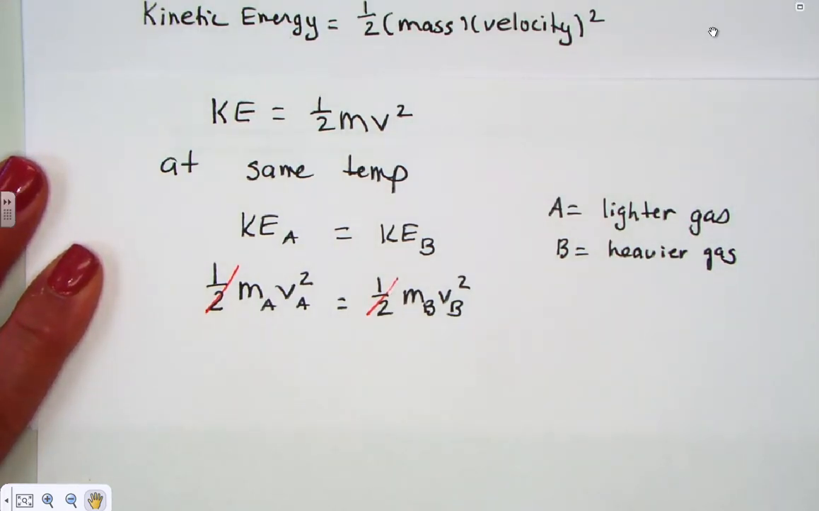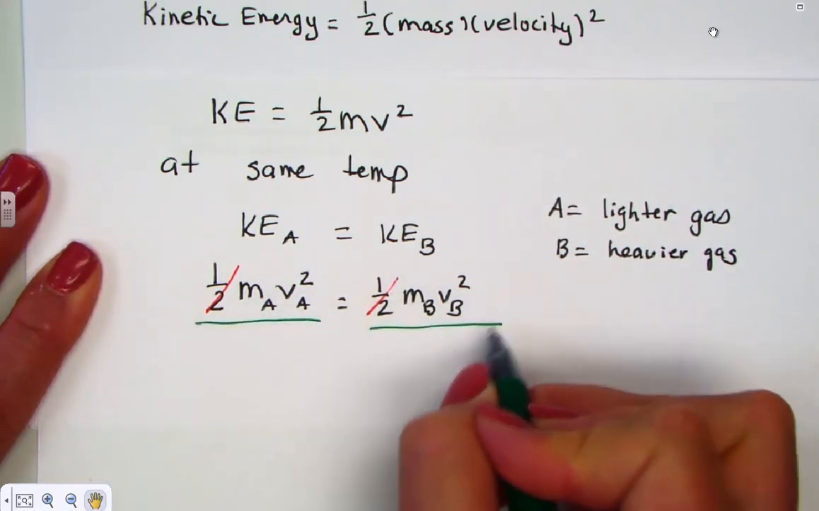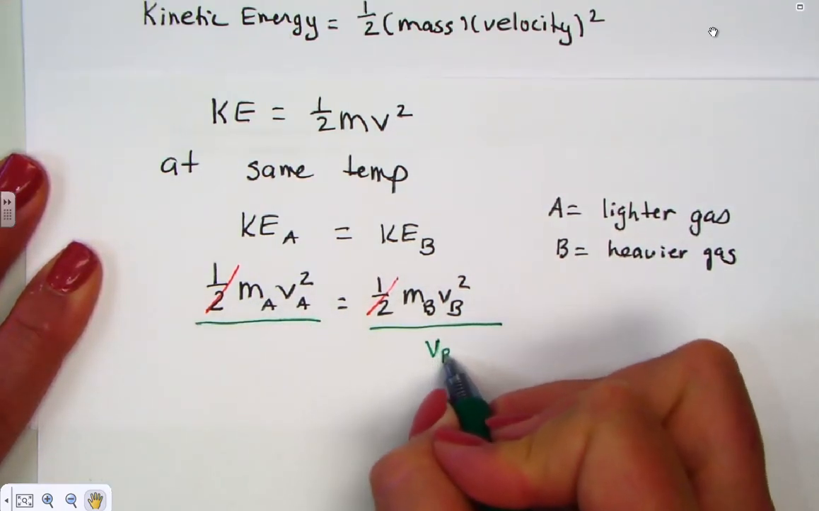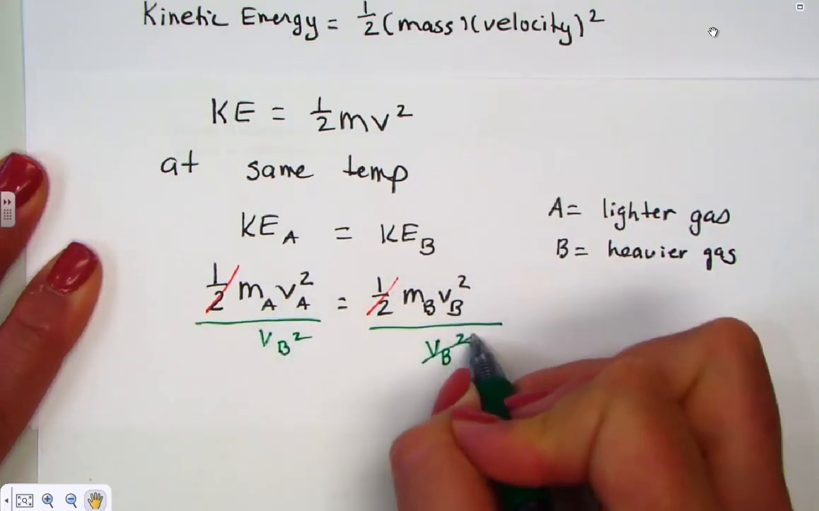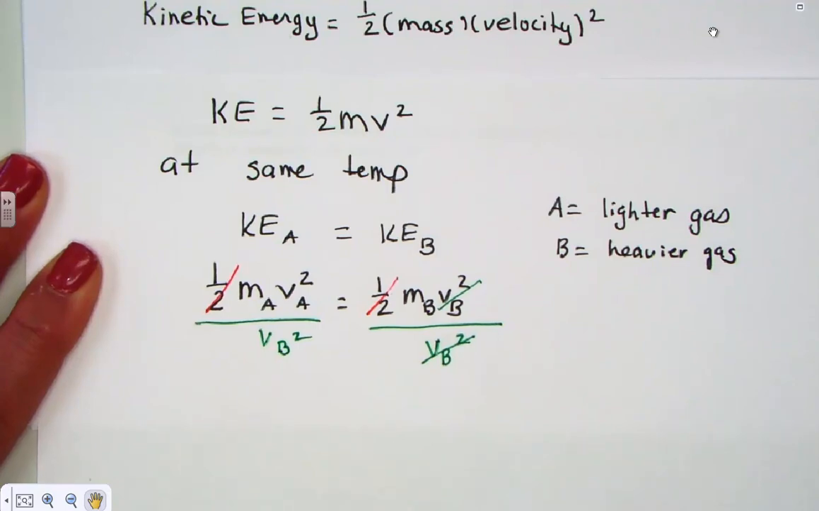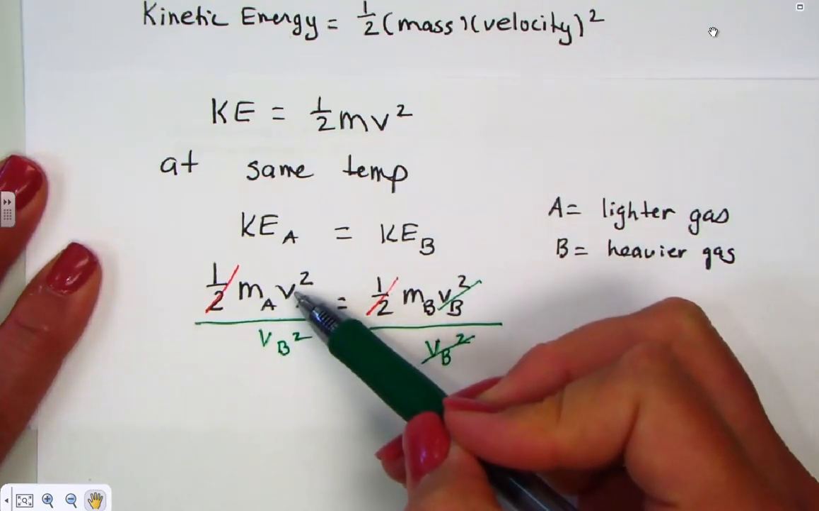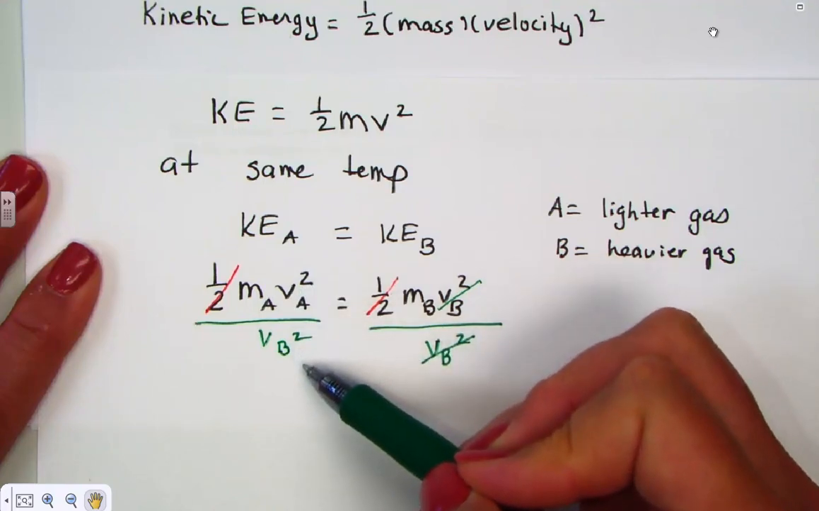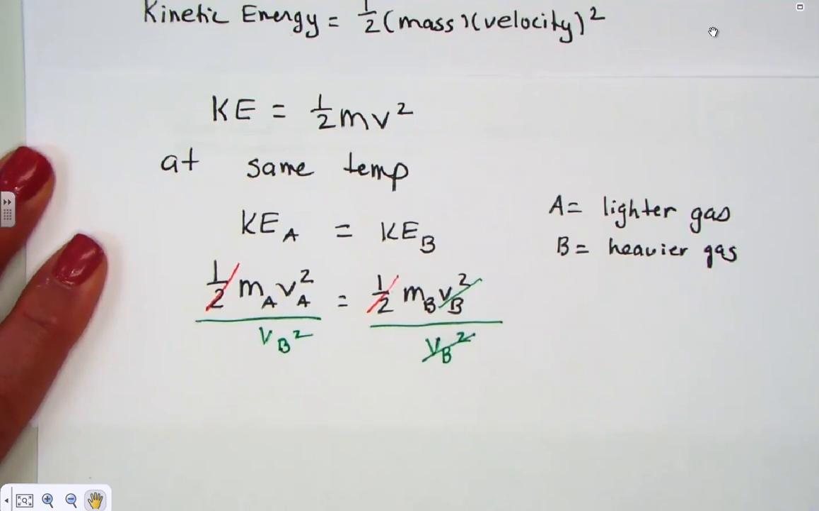So gone. Now keep in mind, in the next step, I want to move velocities to one side, so let's divide both sides by VB squared, just simply to eliminate it from one side and bring it over to the other. I want the ratio of velocities. VA squared set over VB squared is a ratio, a comparison of the speed of those two gases.